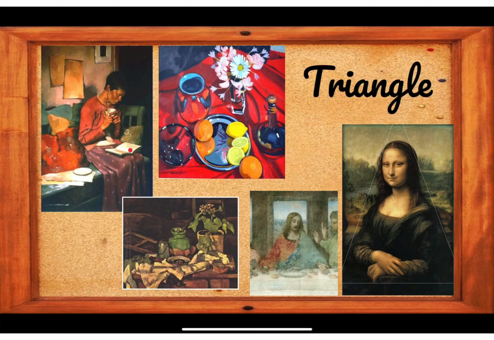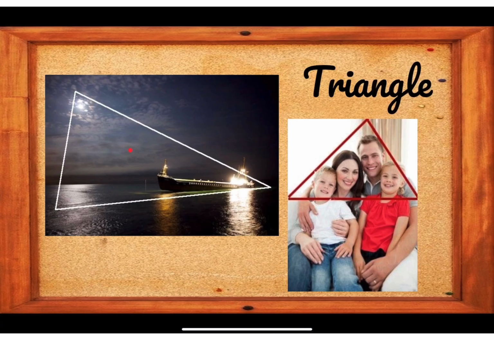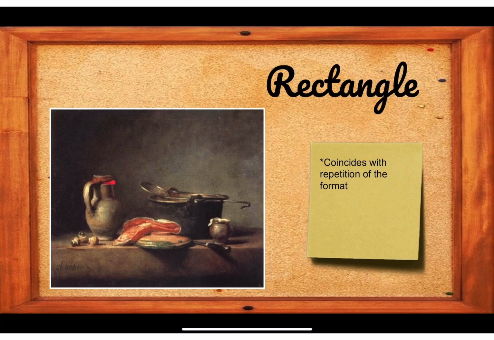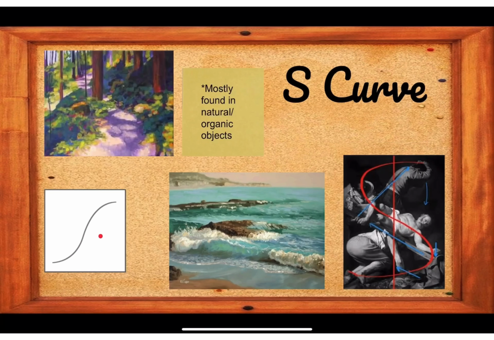Either way, it works. And then you have photographers using this as well. You've got the moon, to the reflection down here, to the reflection there. A lot of family poses are in that triangular shape. And then you've got just simple rectangles. That coincides with the repetition of the format.